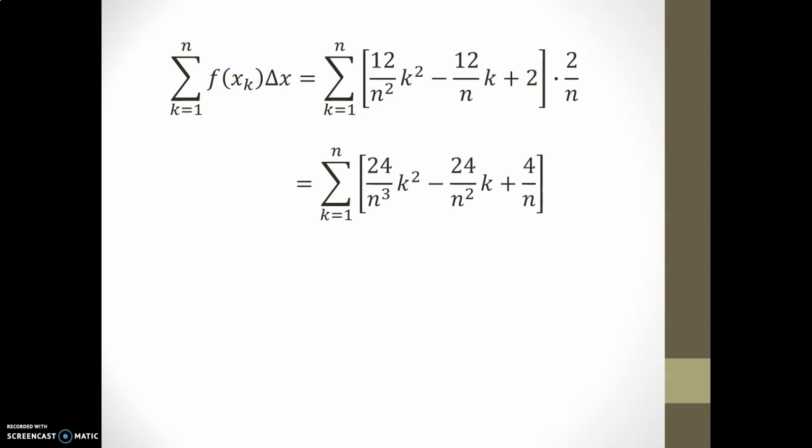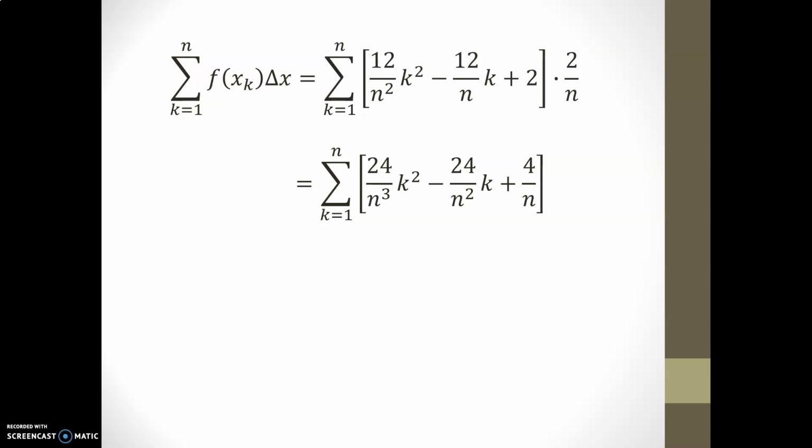Distributing 2 over n to each of the terms and collecting constants with constants and n's with n's, we then have the sum of 24 over n cubed k squared minus 24 over n squared k plus 4 over n. And this is to be summed for values of k going from 1 to n.